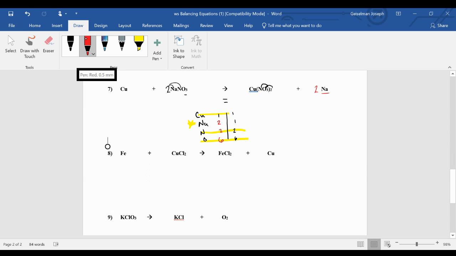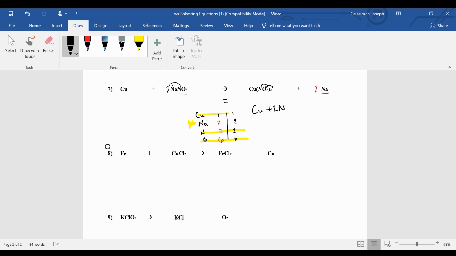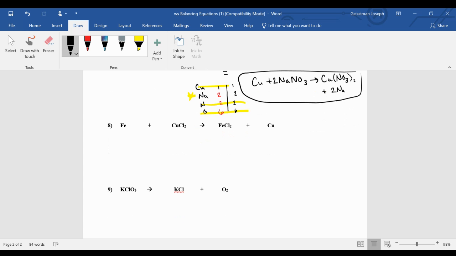And our answer is then, that balances, and our answer is copper plus 2NaNO3 gives us Cu(NO3)2 plus 2Na. I'm sorry, again, I had to move down. That's our answer. You really shouldn't be moving down like that, but I was just running out of space, and I don't think it writes outside of the white page. So try and keep it on one line if possible.